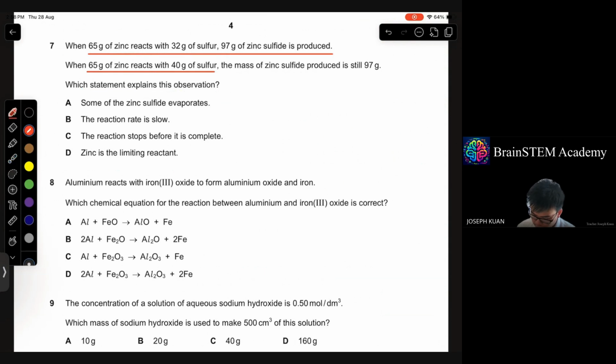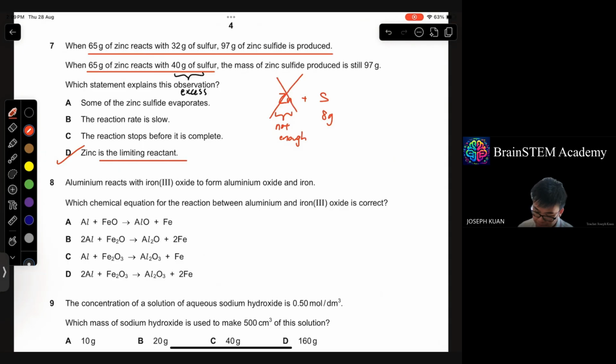Now, the reason why the excess sulfur, okay, we can see that this is in excess, doesn't react further is because that's all the zinc has reacted. In other words, zinc is the limiting reactant. There's not enough zinc to react with the remaining 8 grams of sulfur. It's already used up. So the answer is D for donkey.